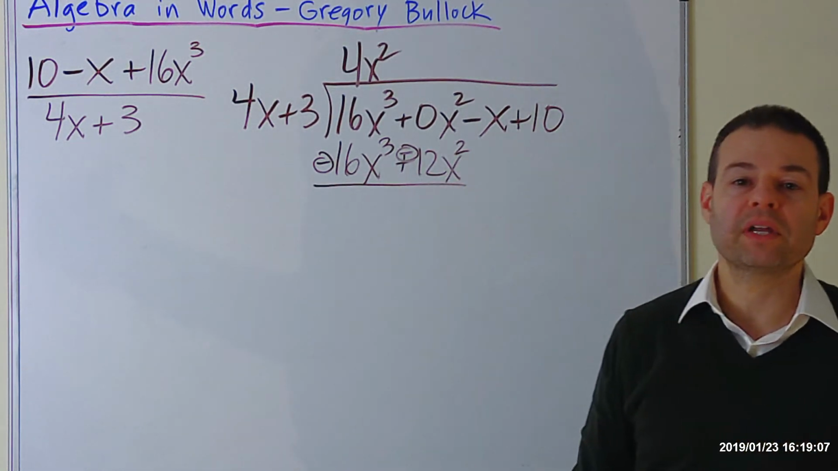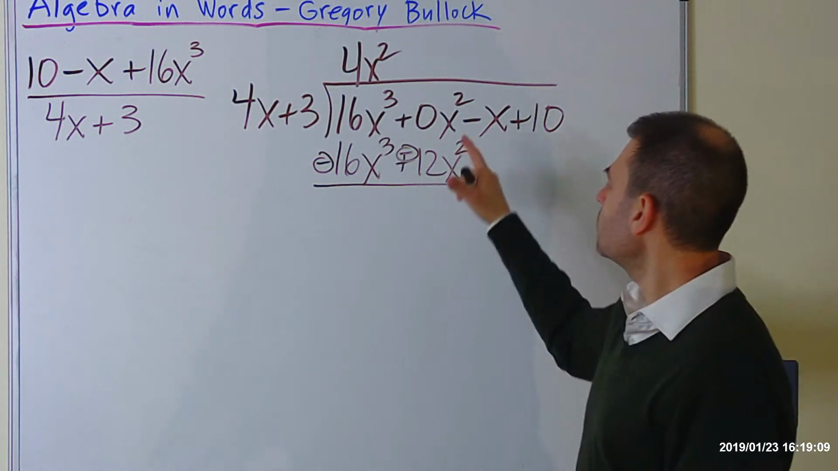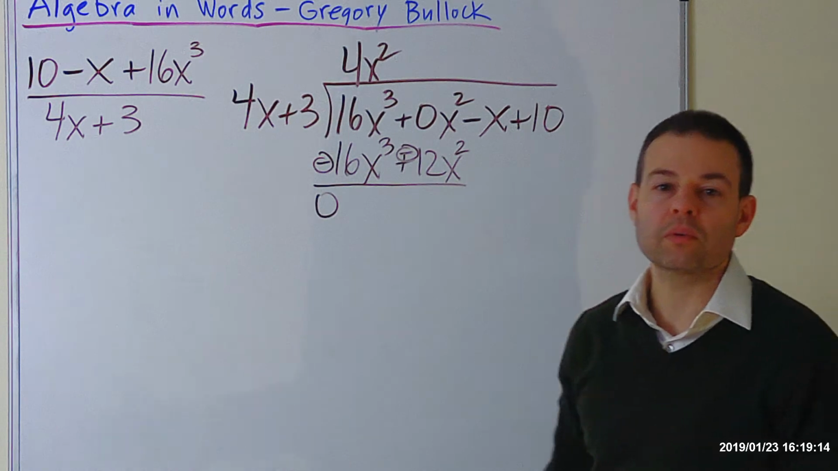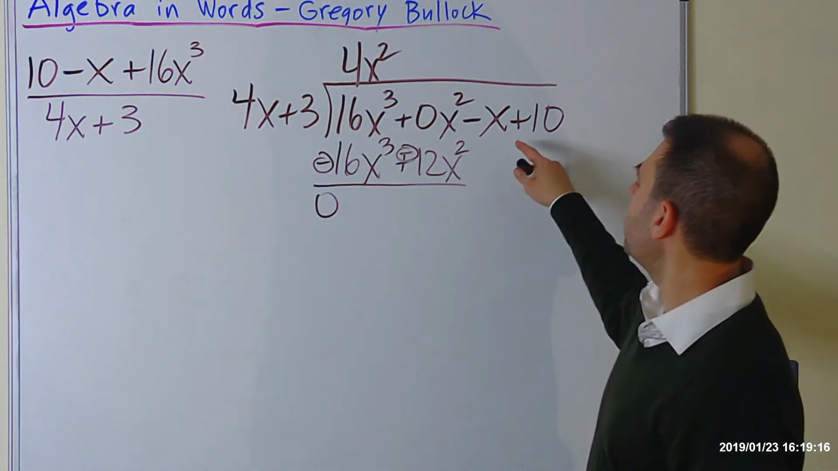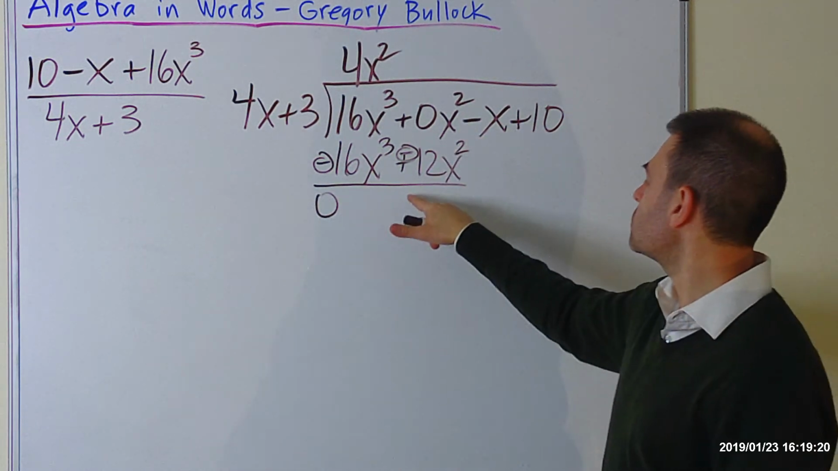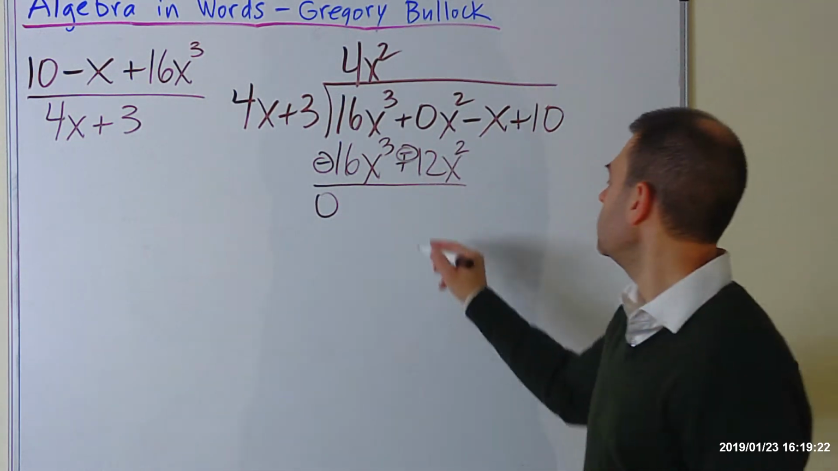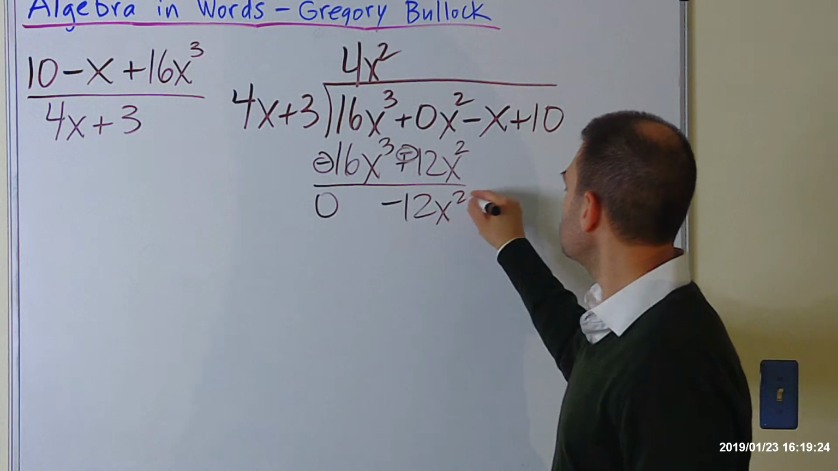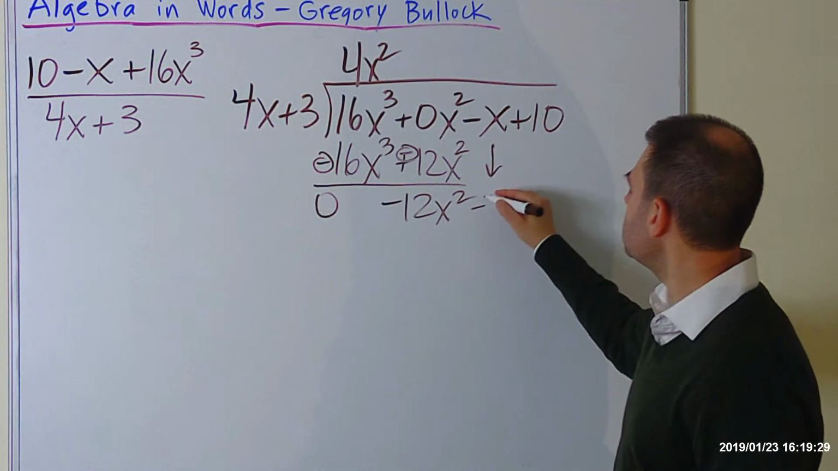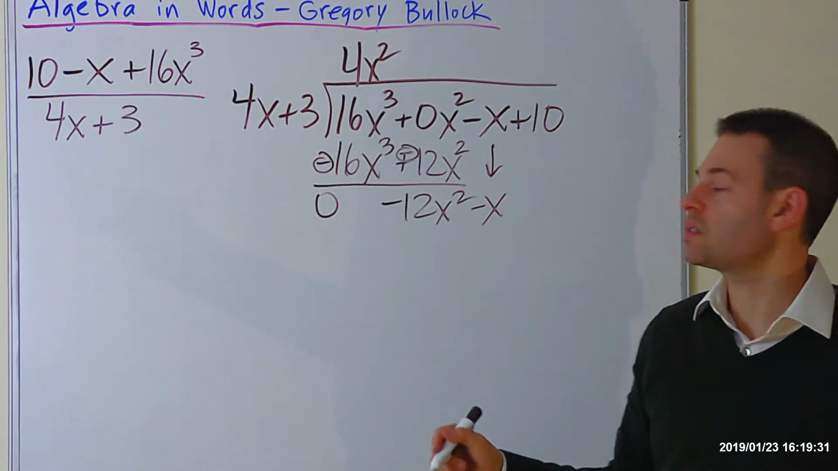Draw the line, and now we're going to add or subtract. These cancel out to 0, which they always should. It shows that we're doing the right thing. And then 0x squared minus 12x squared is going to be negative 12x squared. And next step, bring down the next term, which is negative x, and repeat the process.